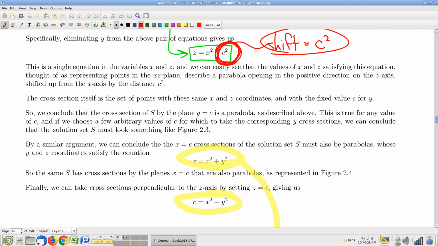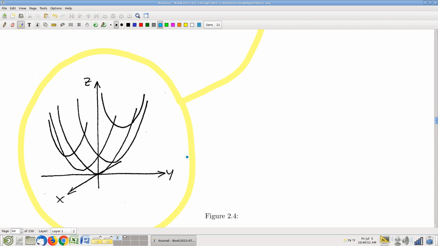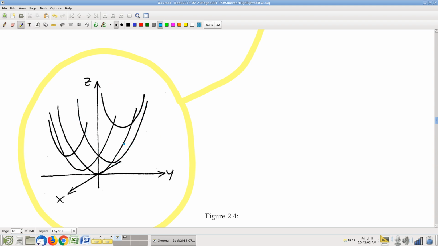So we could, for example, look at cross sections. Oh, let me go back to a different color here. We could look at cross sections where we set x equal to a constant. That gives us different parabolas. These are perpendicular to the x-axis. And that gives me this alternative picture, which again is hard to draw, but in some plane over here, there are cross sections that are parabolas. And the upshift is again quadratic in the value of x.